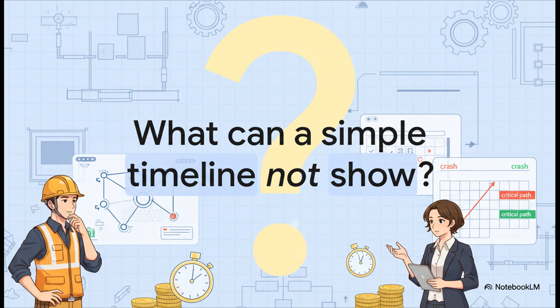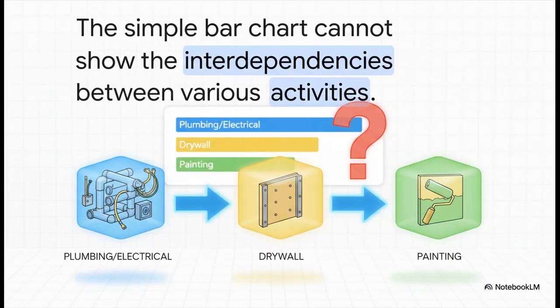There's this supercritical piece of the puzzle that it just can't show you. Any guesses what that might be? Dependencies! That's the one. It's that whole chain of events. You can't paint the walls until the drywall is up, and you can't put up the drywall before the wiring and the pipes are in. A simple bar chart just doesn't show you how all those pieces are connected. It doesn't show the domino effect.